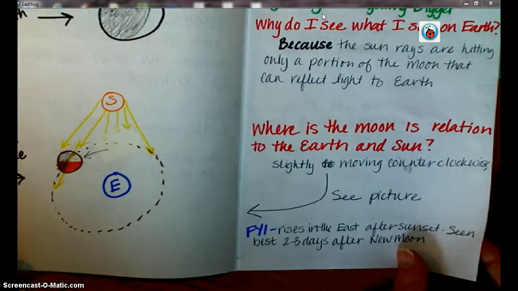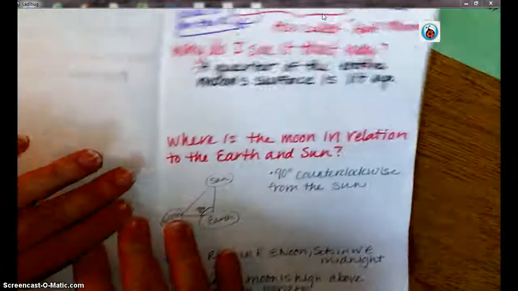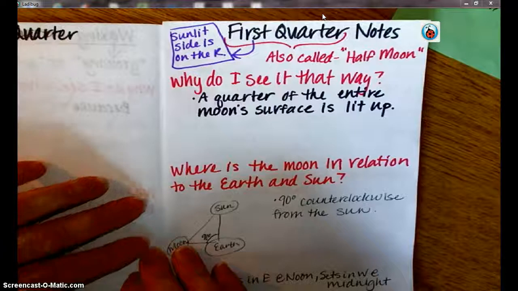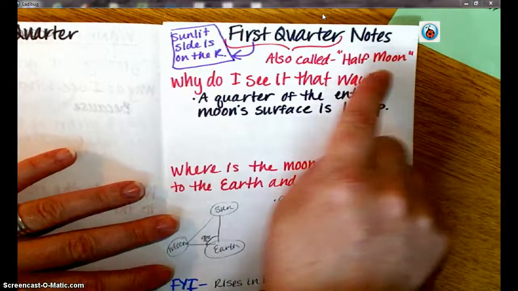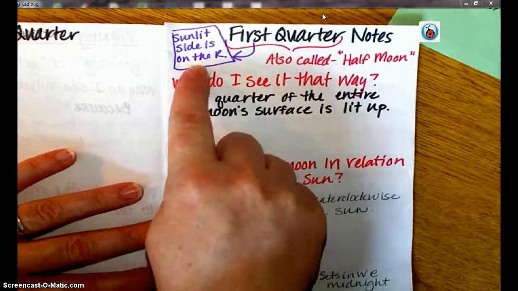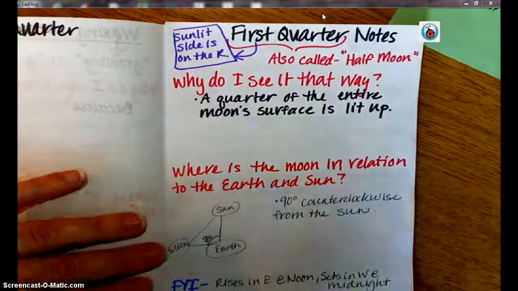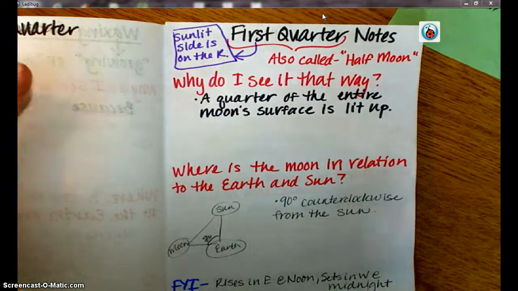By the way, you should be writing down everything you see. If you need to pause the video, feel free to pause. Okay, next we have our first quarter moon. This is also called the half moon. And an FYI, the sunlit side is on the right side of the moon. So you're looking at the moon, the right hand side is lit up. That's a first quarter moon. So why do I see it that way? Well, because a quarter of the entire moon's surface is lit up.